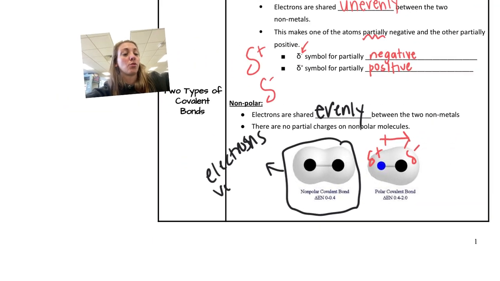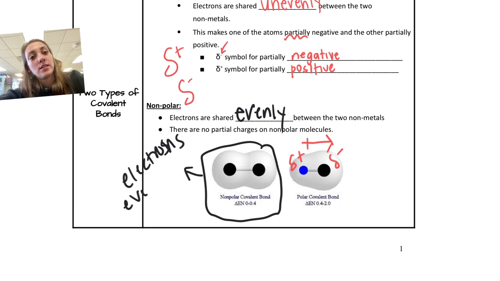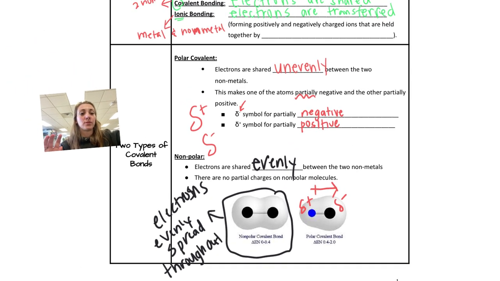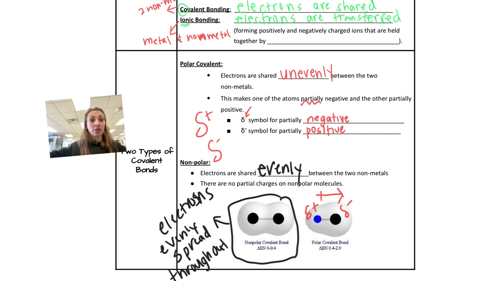So maybe we should write down electrons evenly spread throughout. Let's just go with that today. I know you can probably not read that because I'm writing at a weird angle. Covalent, sharing electrons. Polar covalent, not sharing evenly. Non-polar is that we are sharing those electrons evenly and we don't have any partial charges.